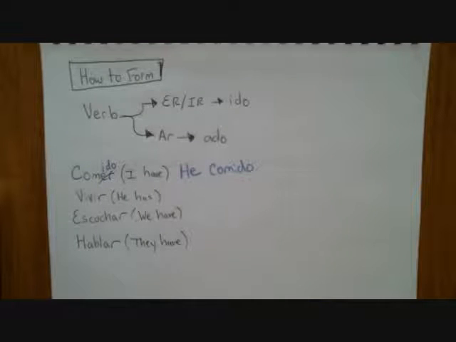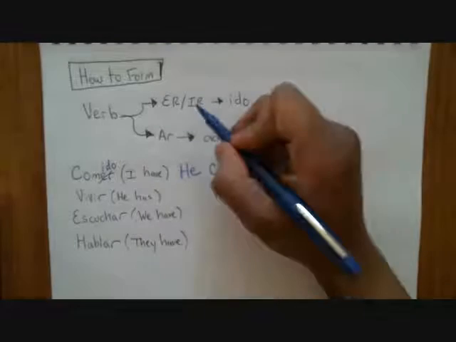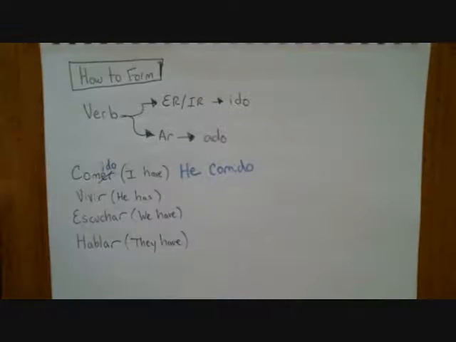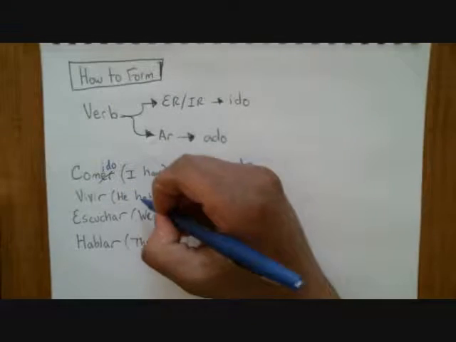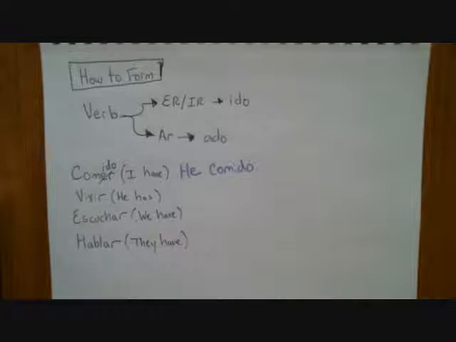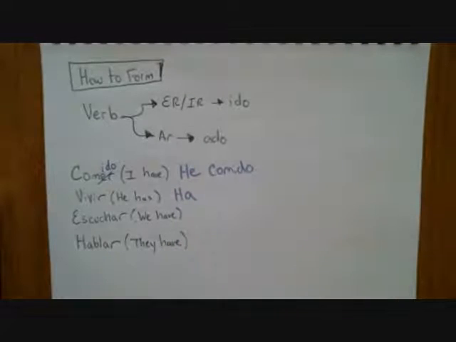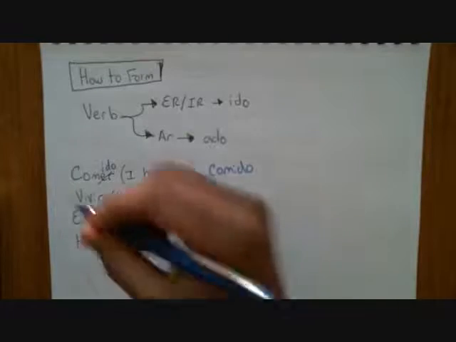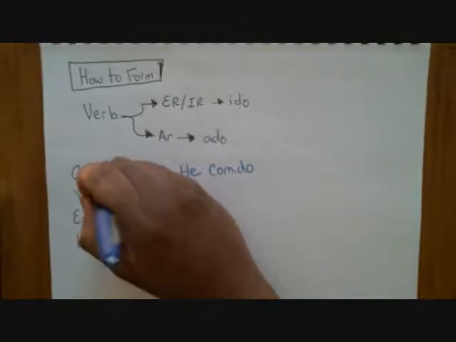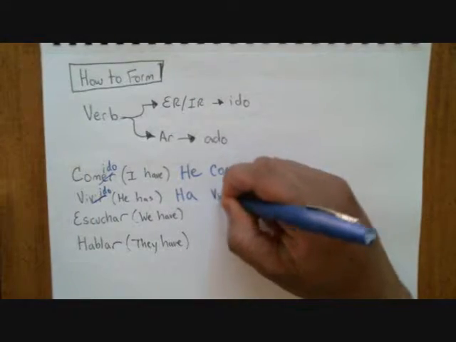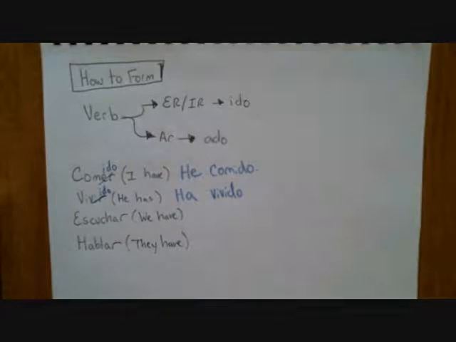Or what about vivir? Vivir means to live. Okay, and this is an IR verb, so we're still going to use ido. So we want it in the he has form. Well, what is the he has form of haber? That is ha, if you recall from the six box that we drew earlier. And so you replace your IR with ido. Ha vivido. He has lived. Like if you were going to say he has lived here for three years.